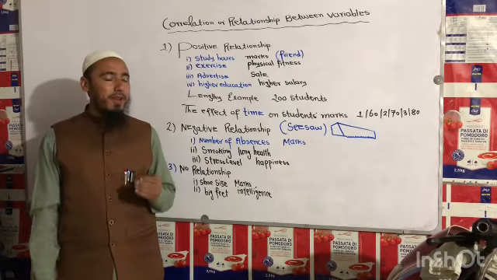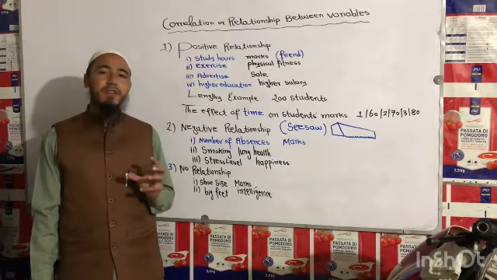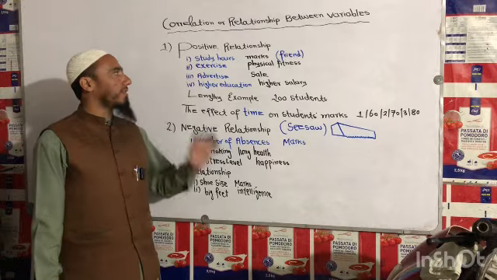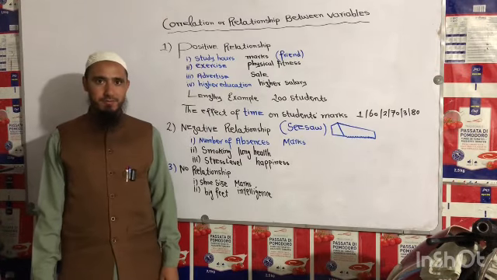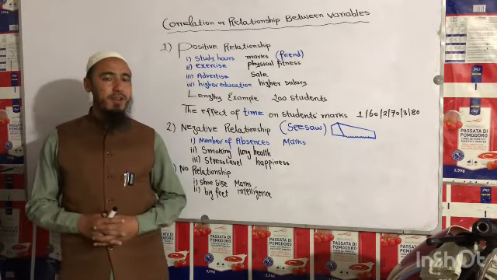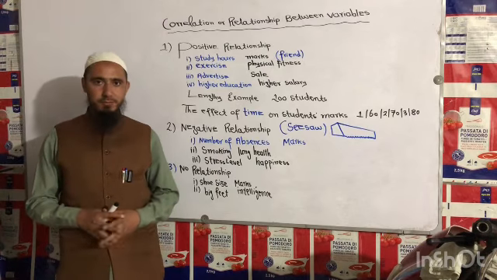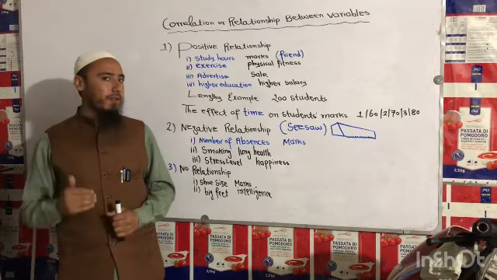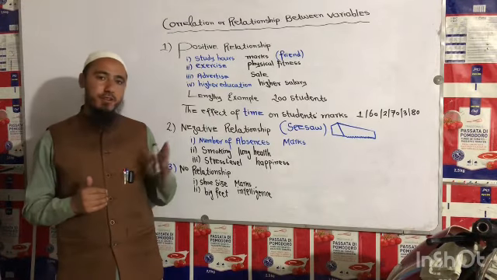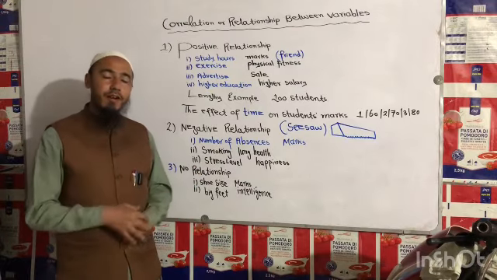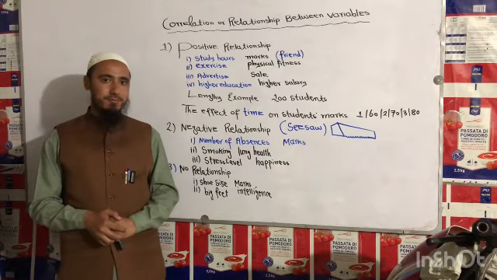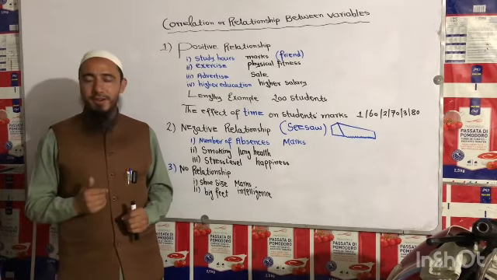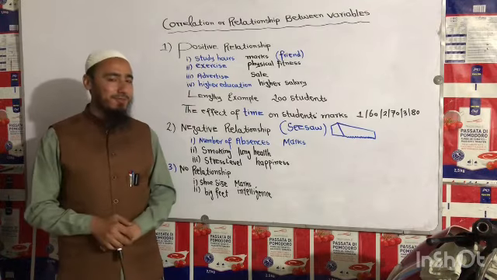In this regard, we have divided the relationship between variables into three types. The first one is called a positive relationship. What is meant by a positive relationship between two variables? A positive relationship between two variables means that if one factor in research increases, another factor will also increase. On the other hand, if one factor in research decreases, another will also decrease.